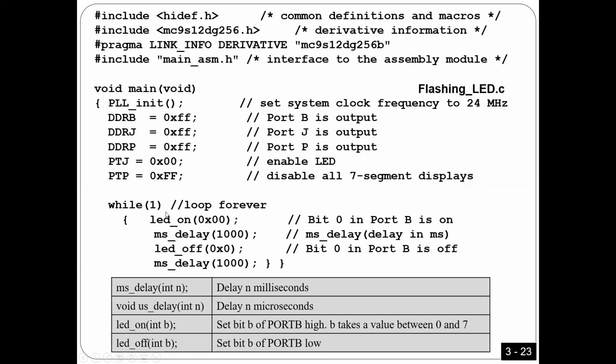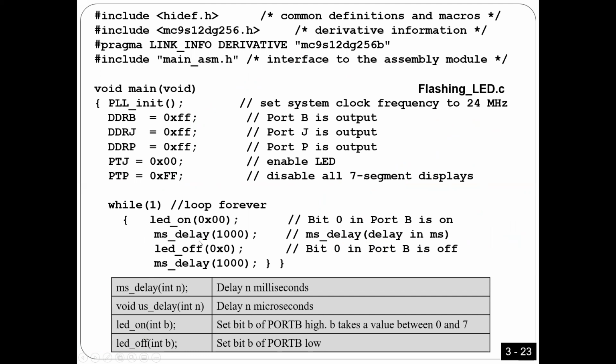So anyway, that program should be here, guys. While 1, this is how I create an infinite loop. While 1, and then this instruction here is called LED_on. This is a function in C language, and this one can turn an LED on, and you have to give it the number. Which number? So this one is going to turn LED number 0 on, right? This is just a function.